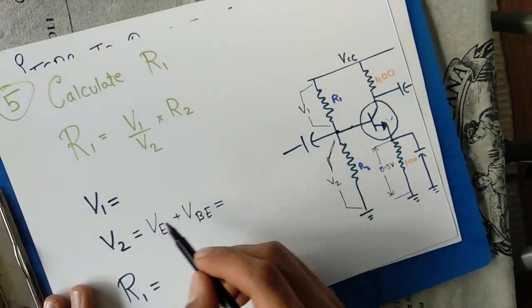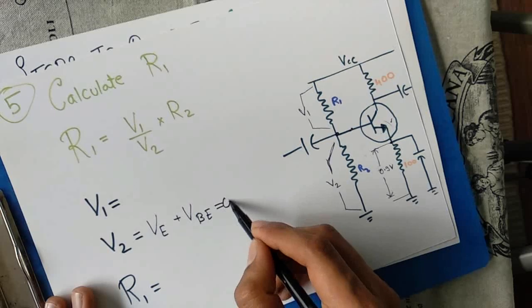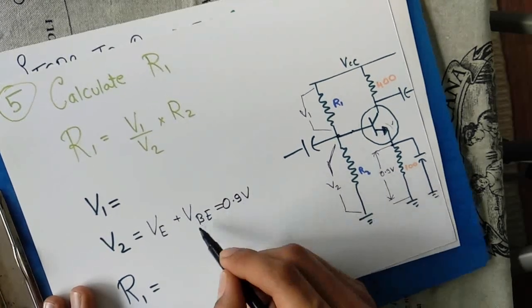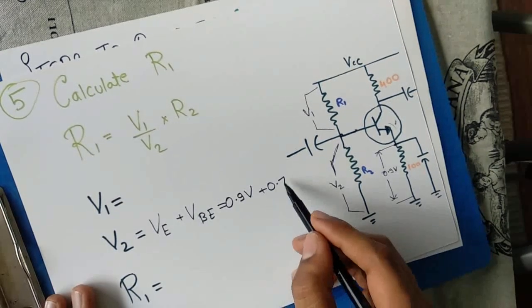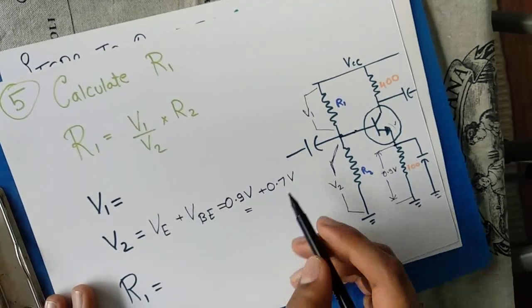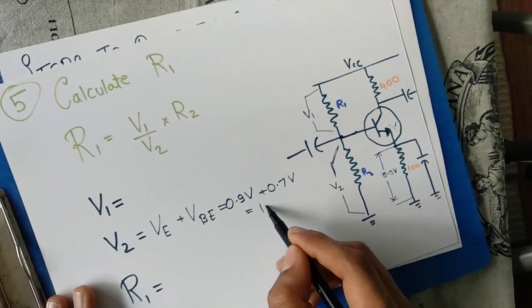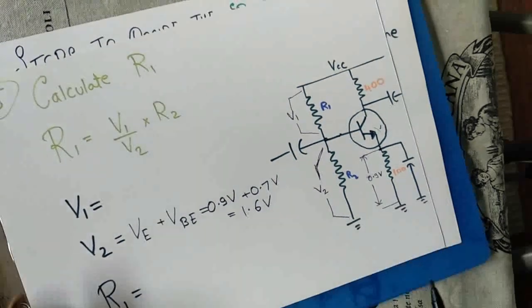So VE is 0.9 volts and VBE is 0.7 volts, and this gives us 1.6 volts. We know V2.